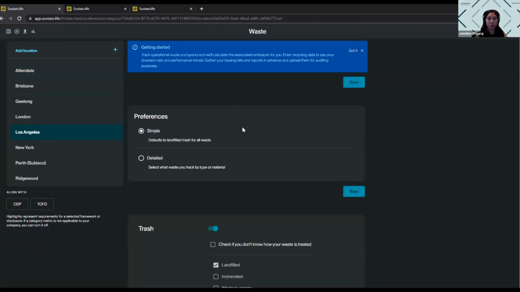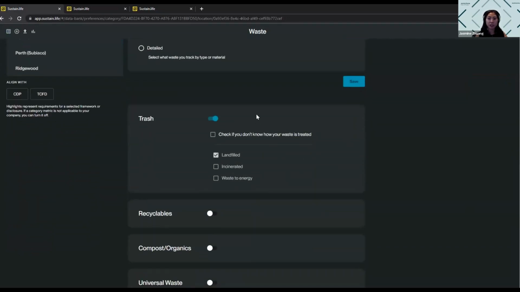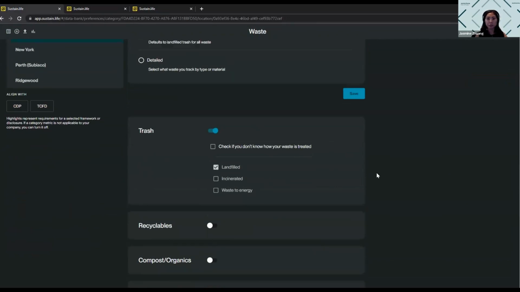You might only be getting one number from your waste hauler, and it's not broken down into any more level of detail. And so in this case, you might just want to select a simple preference, and we'll default that number to landfill trash for all of your waste. And that's just because we don't have a more granular breakdown that we can represent here.